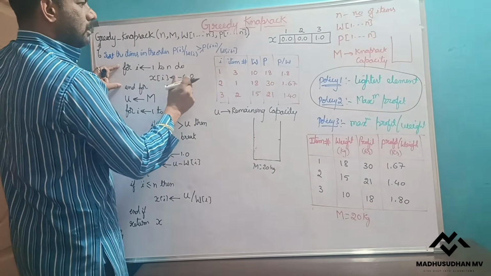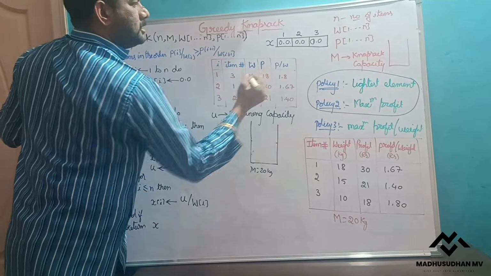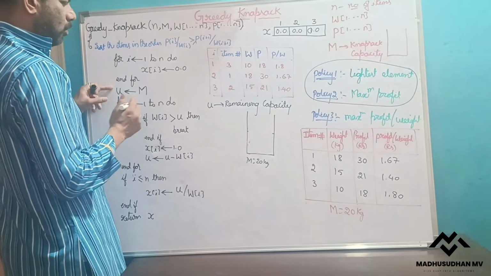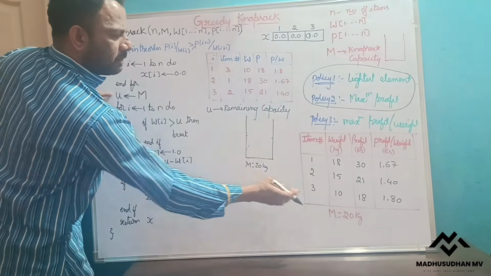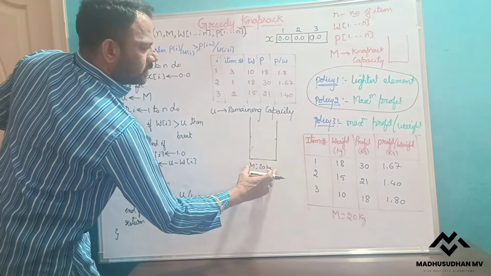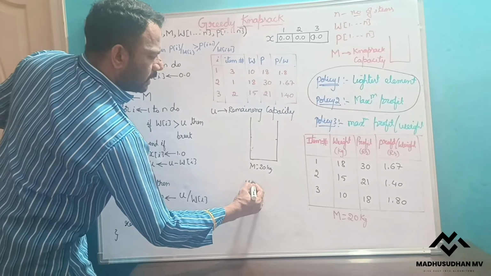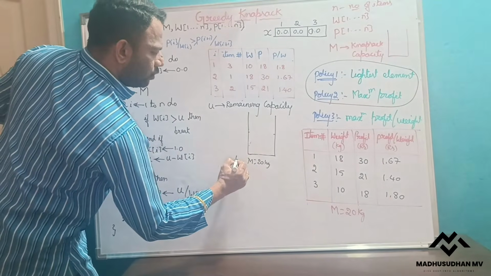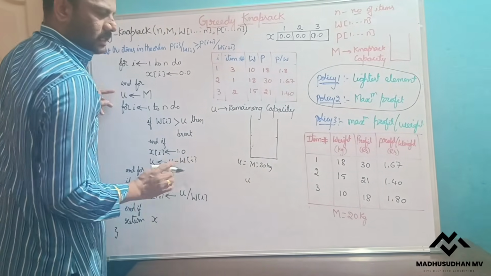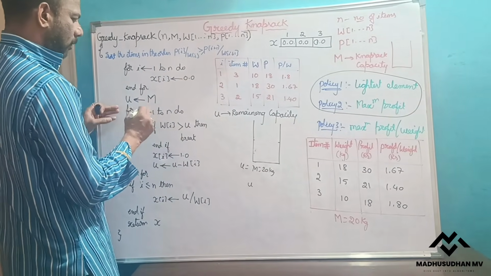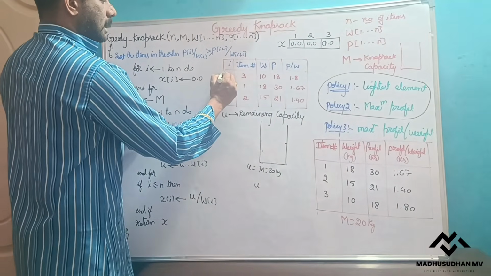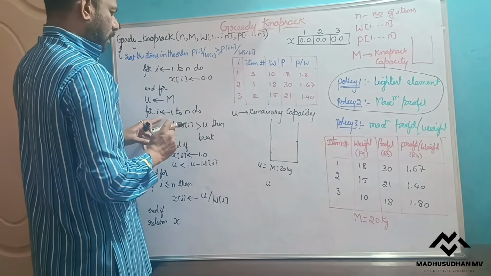Next, I filled the X array with 0, 0, 0. So this is what the problem is, right? This is 20 kg. Now my remaining capacity is what? U is equal to the maximum capacity, 20 kg. That means remaining capacity is 20 kg. Now I is equal to 1. This item I am checking, this one is item 3.